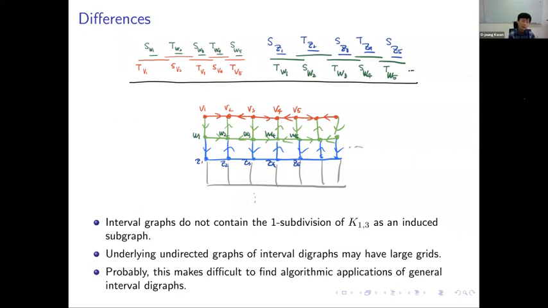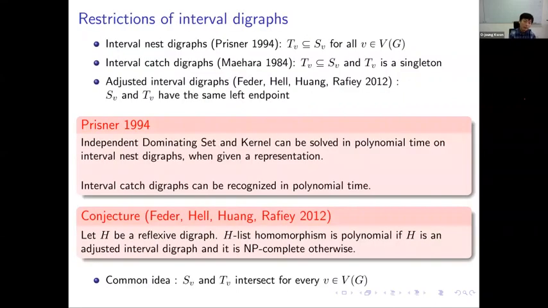We found three models. The first one is the interval nest digraphs defined by Prisner, which requires that the terminal set should be contained in the source set for every vertex. And 10 years ago, Maehara defined the interval catch digraphs, which further restrict that T_v is contained in S_v and T_v has to be a singleton.